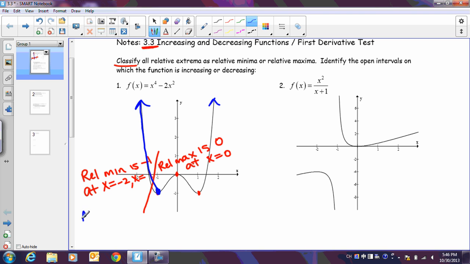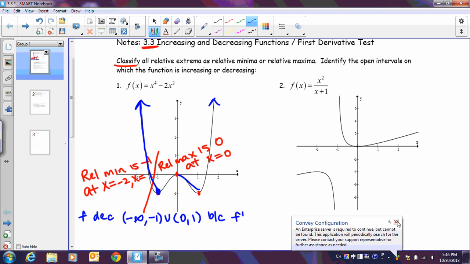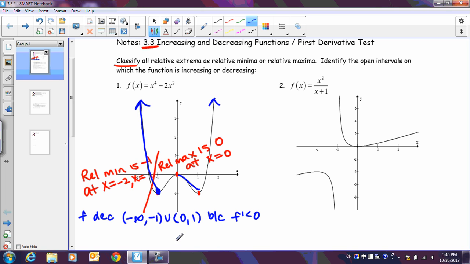And so we have f decreasing, and that's happening from negative infinity. It stops at negative 1, but it picks back up right here at 0, and then it stops again at 1. The way we know for sure f is decreasing is because the first derivative is less than 0, is negative. See how, what I've drawn here in blue, the slope of all these tangent lines would be negative. That's what decreasing means. You may think the function's still decreasing at x equals negative 1, but it's not. Remember, the derivative is 0 there. So we only say the function's decreasing when the first derivative is negative.